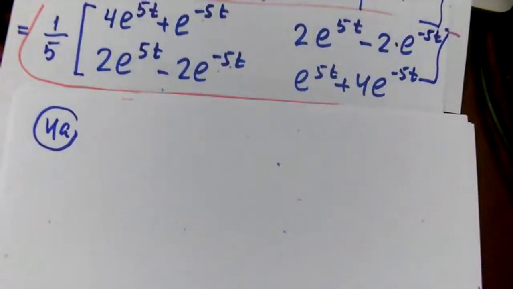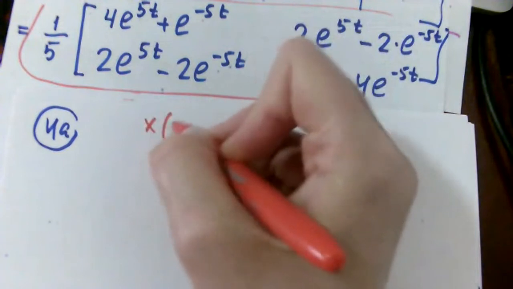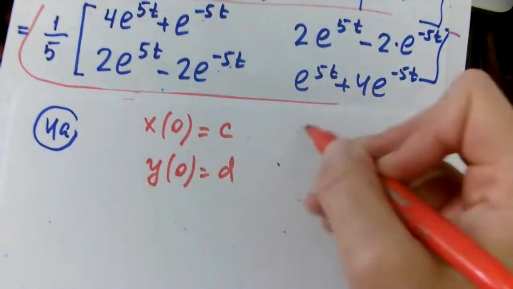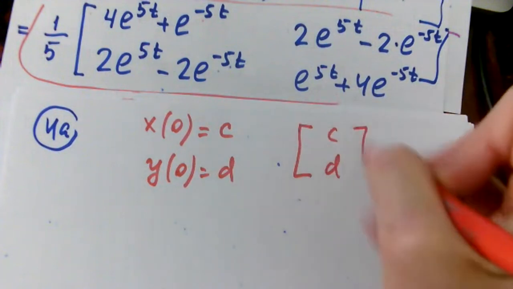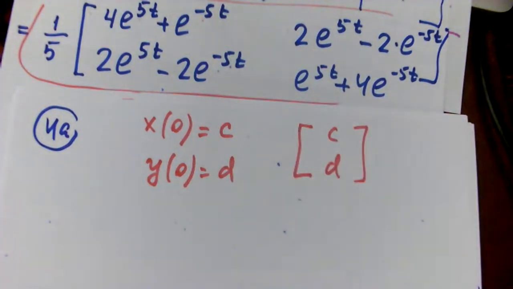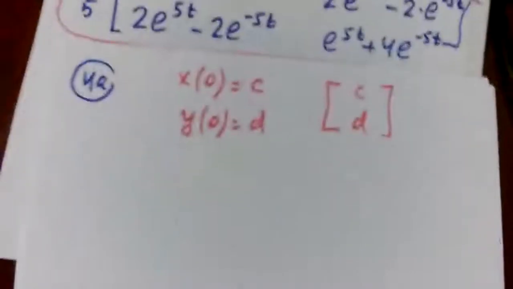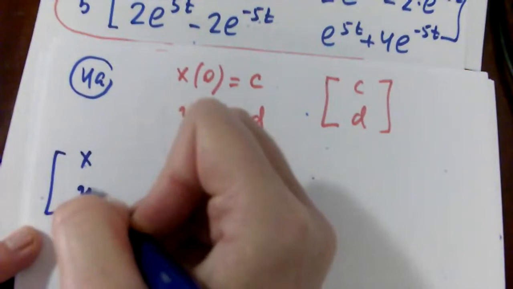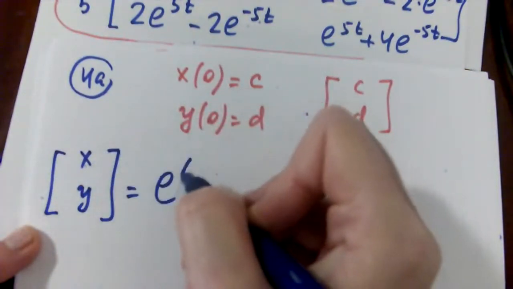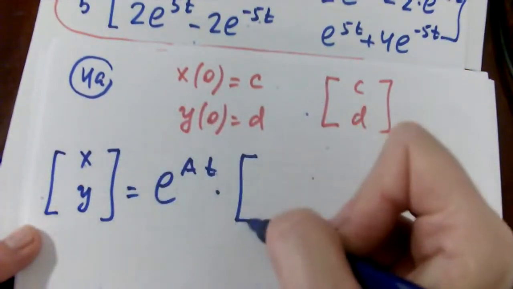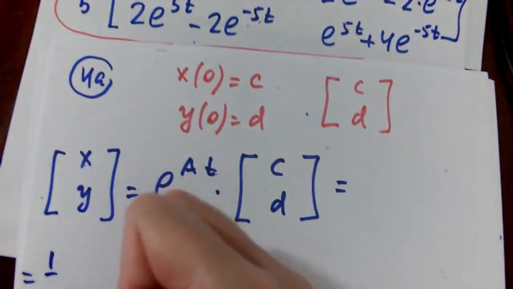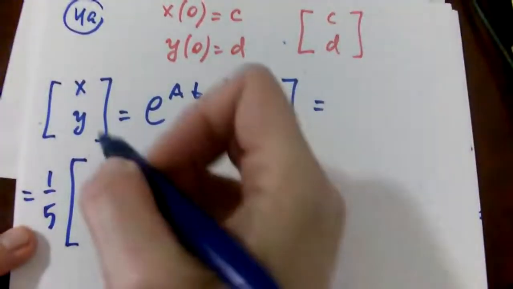In this case, you need to put up with the fact that your x of 0 is just c, y of 0 is d, and your column will be just c and d. You can't substitute anything other than c and d. Let's do this simplification because it's really a little bit difficult. Okay, so the formula is the same. Again, of course, e to the power of at times, I'm writing c, d from the very beginning. Now I need to rewrite this e to the power of at for the second time.